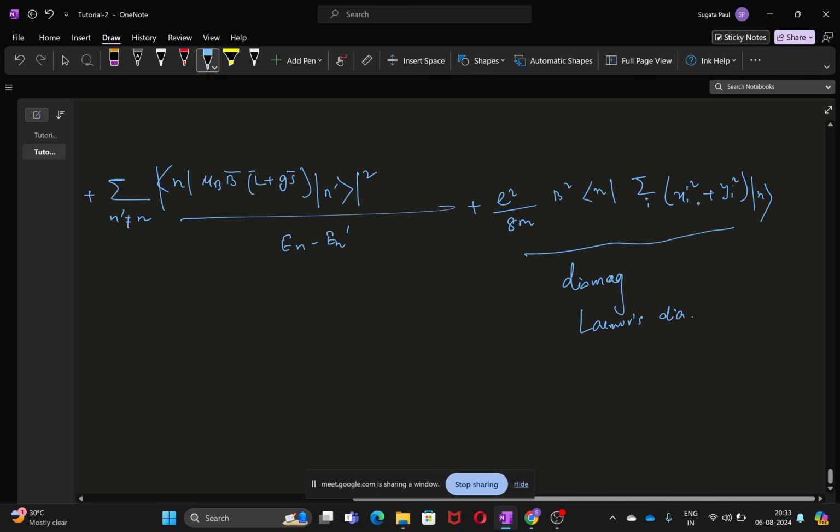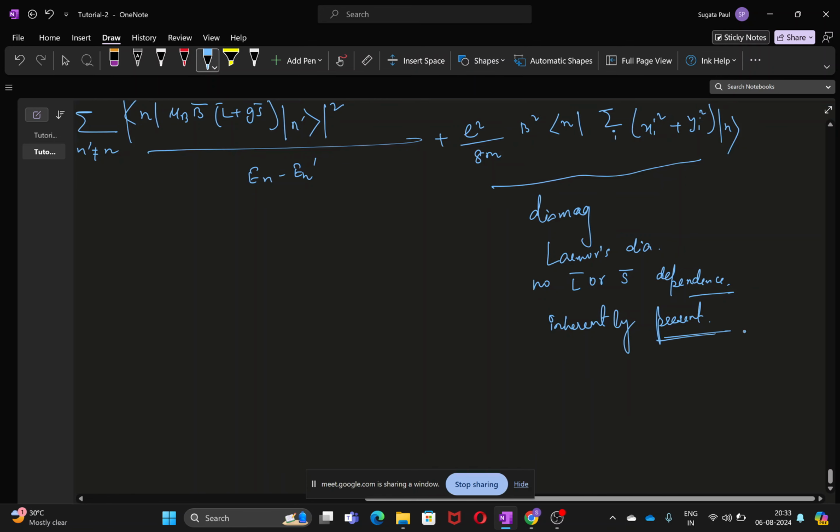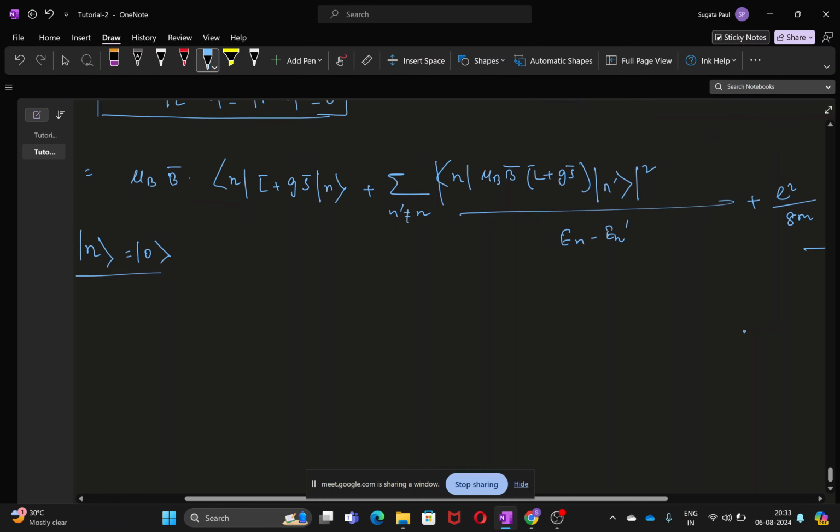Because you can see this has no contribution from either L or S. So no L or S dependence. So it does not depend on unpaired electrons. It comes inherently in a system. Okay, so it is an inherent contribution present in any system. Inherently present. But this is of course a very weak contribution. It only gets dominant when you have the other two terms going to 0.